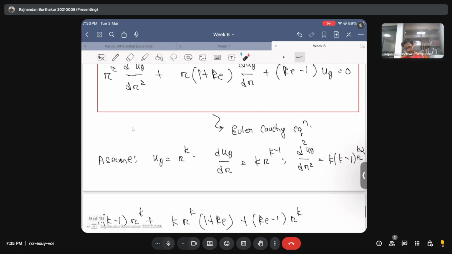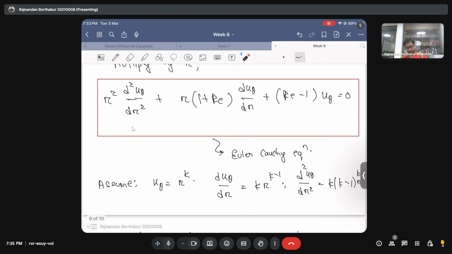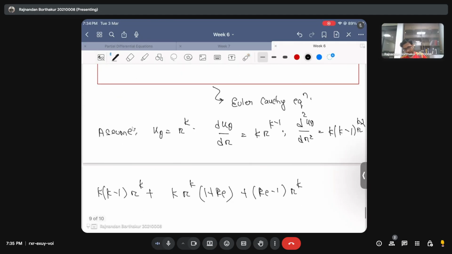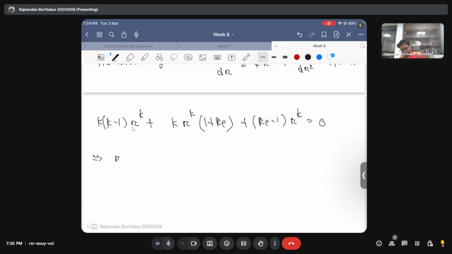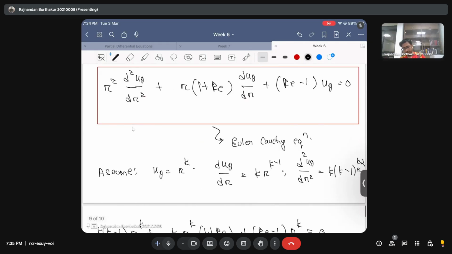Okay. Similarly, drawing the same analogy, in this term we'll just get k into r power k, and there is 1 plus of Reynolds number here. And similarly for this term, and of course this is equal to 0. And then what I can do is take r power k as common, which means I'll get k into k minus 1 plus k times 1 plus Re, plus Re minus 1 is equal to 0. And then I know that r power k can't be equal to 0, right? Because if r power k is 0, then u theta is 0. But this is not possible, right?